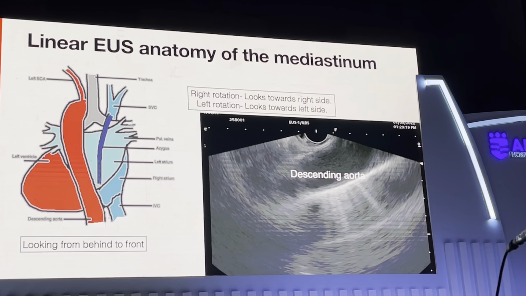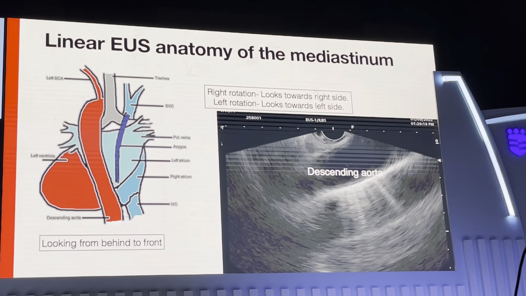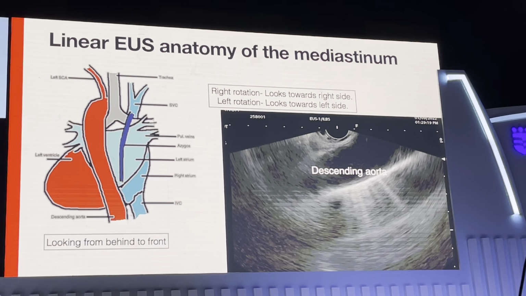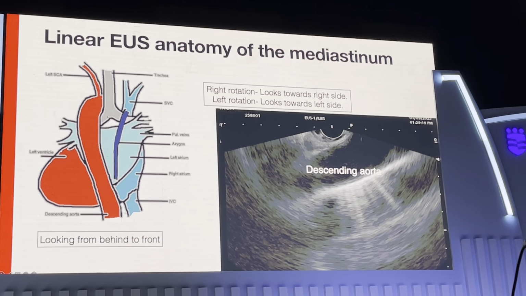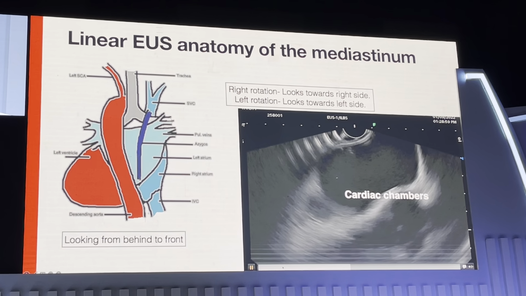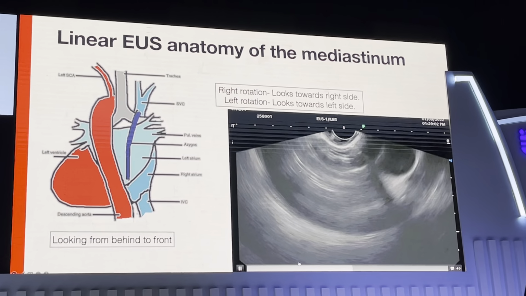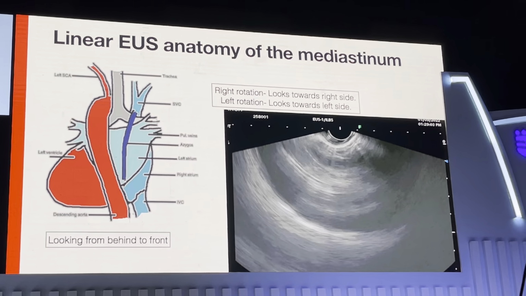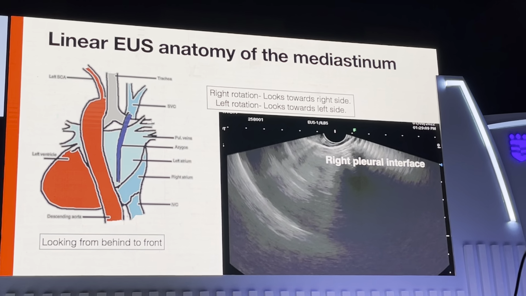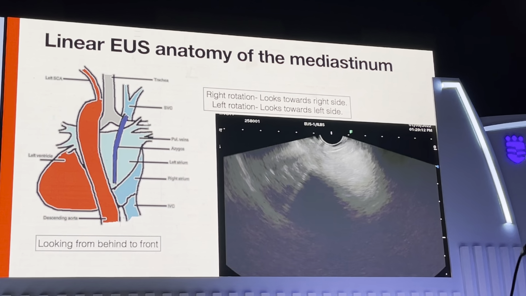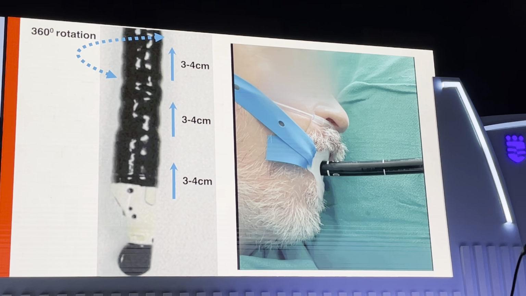So this is the descending aorta, and when you rotate, the video is not working, but when you rotate from this side, from the aorta, you go over to the left-sided pleura, which is forming the interface, then over the cardiac chambers, then to the right, over the right pleural interface, then over the azygos and the spine, and then all the way back to the aorta. So this is a 360-degree side-to-side rotation in the mediastinum, and that's the basic principle.